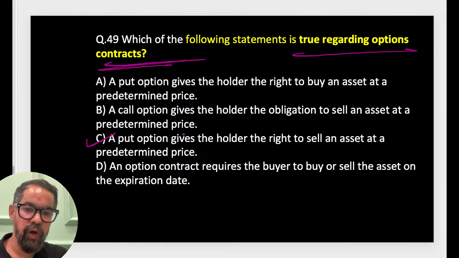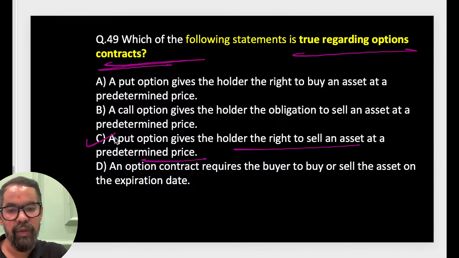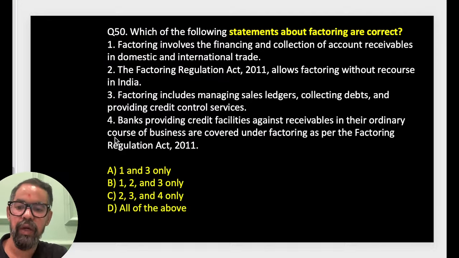So a put option gives the holder the right to sell an asset at a predetermined price. C will be the right answer for this particular question. Very good guys. Next one.